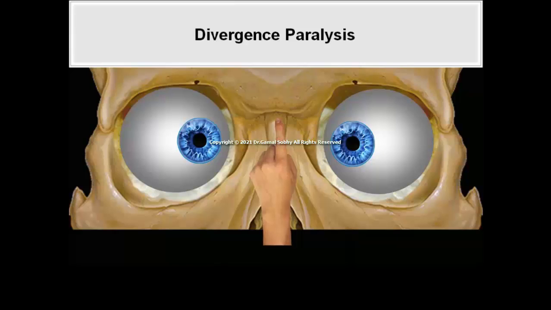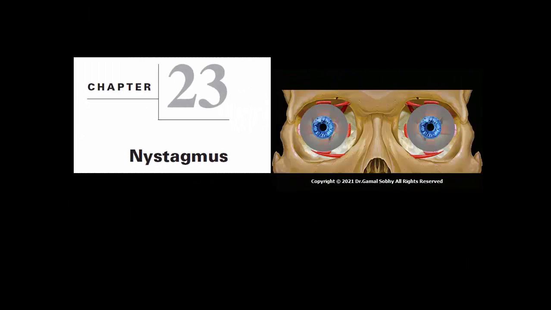Divergence paralysis is based on the following criteria: uncrossed diplopia at distance fixation, and the angle of strabismus remains unchanged on lateroversion. When an object is brought nearer to the patient, the two images approach each other and are finally fused when the object is at a distance of 25 to 40 centimeters from the patient.